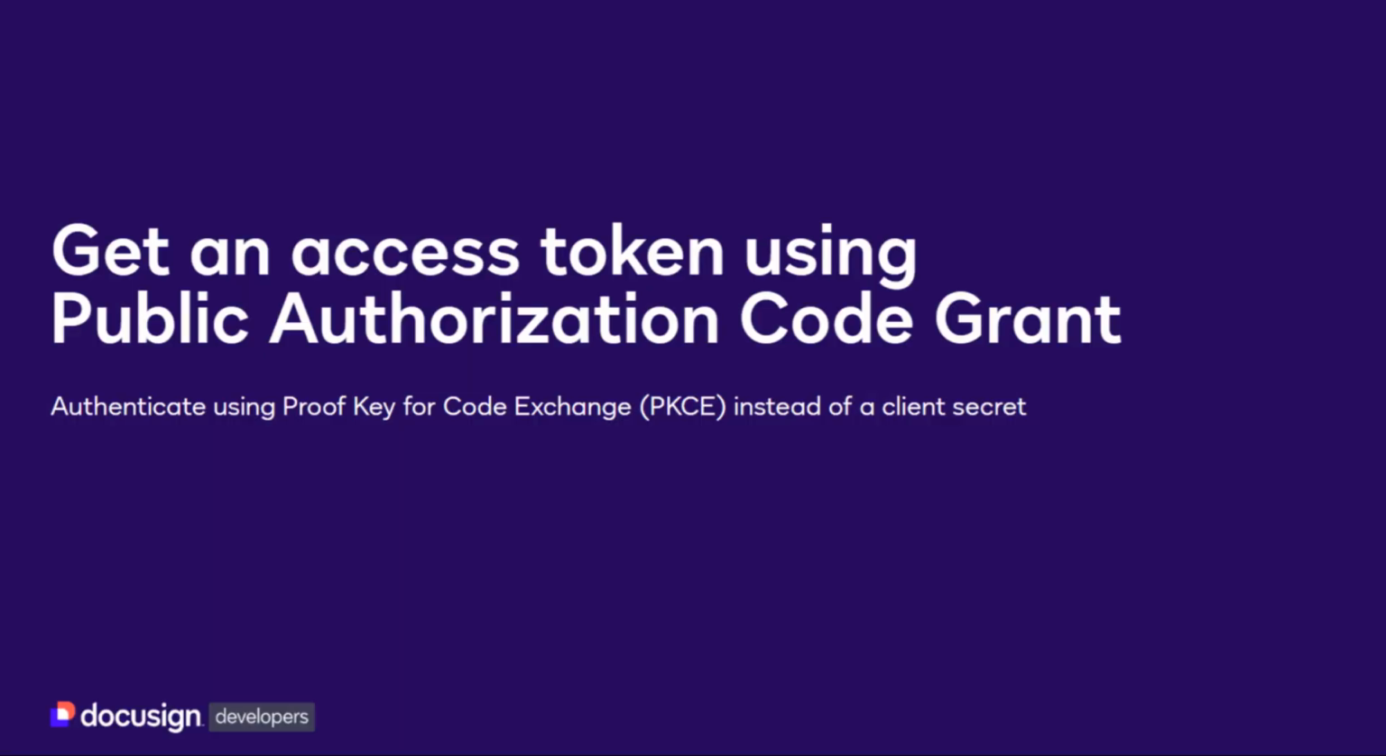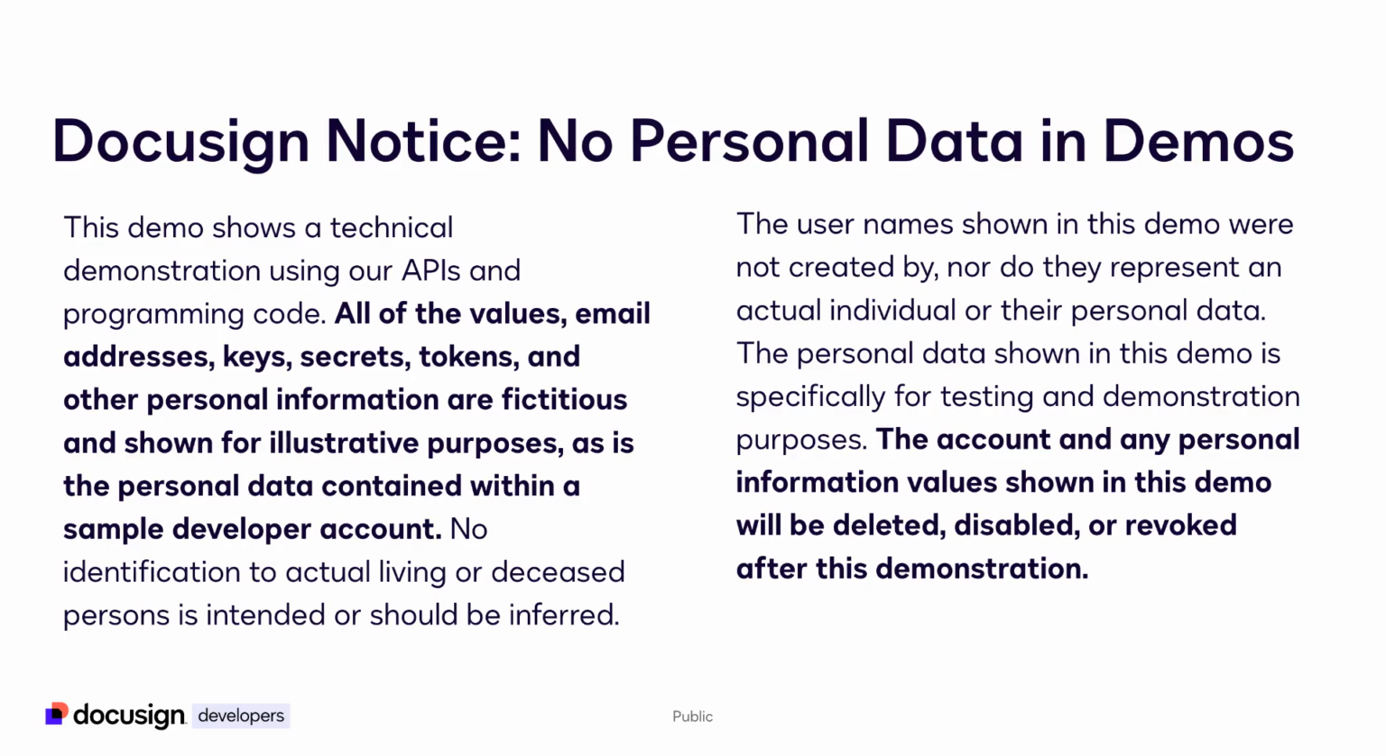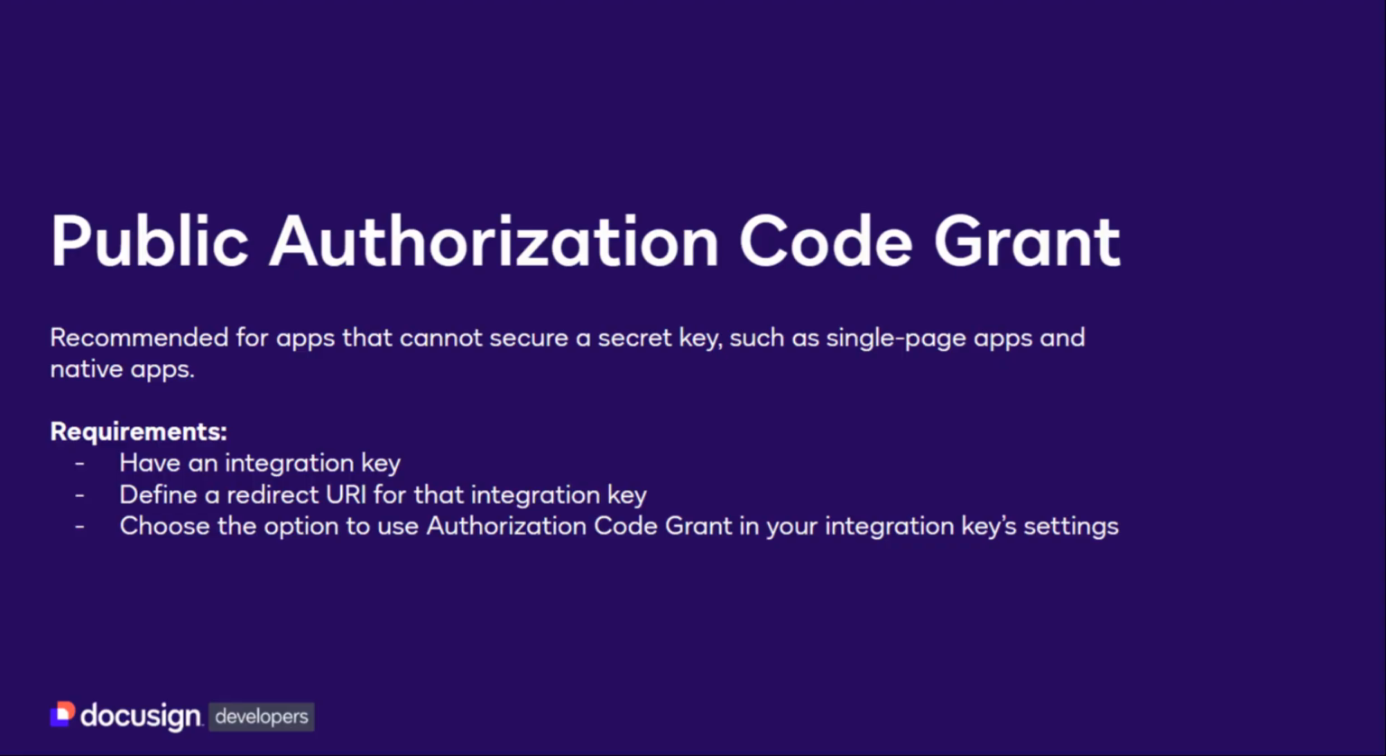Hello. In this screencast, I'll walk through how to generate an access token manually using Public Authorization Code Grant authentication. Note that all values, email addresses, keys, secrets, tokens, and other personal information you might see are for demo purposes only and have been deleted or revoked. Access tokens are needed to make calls to Docusign APIs.